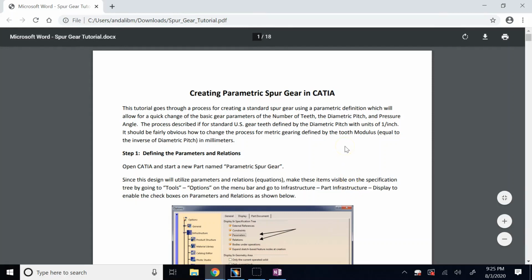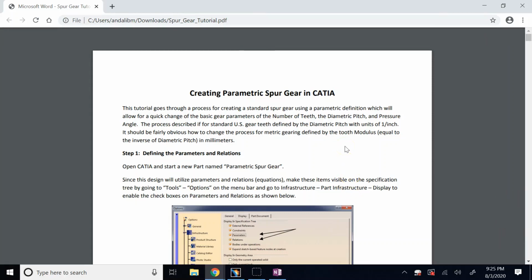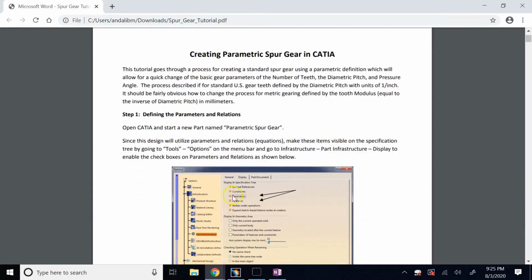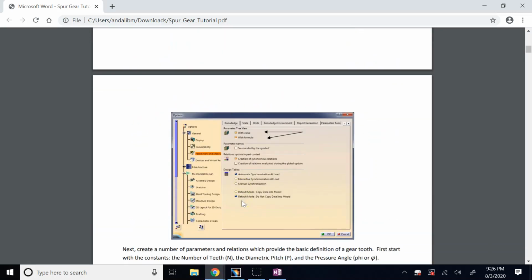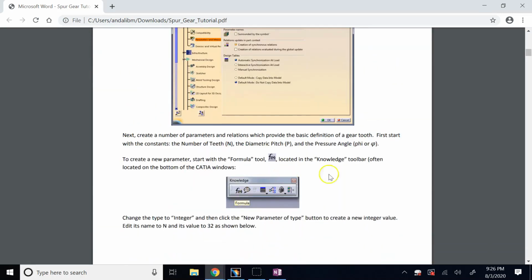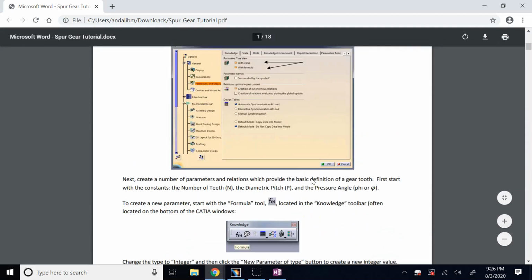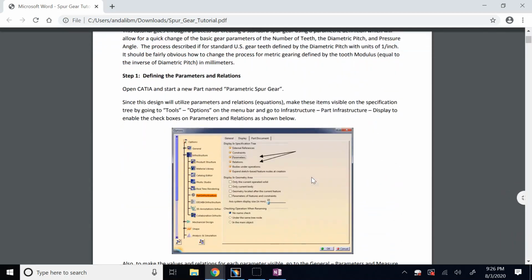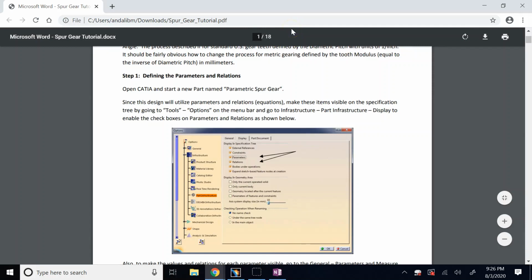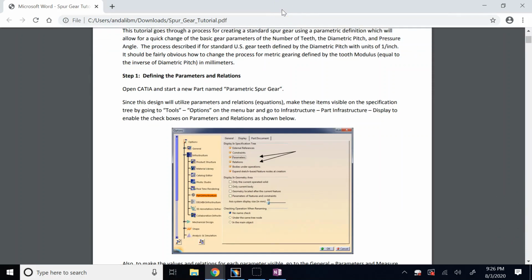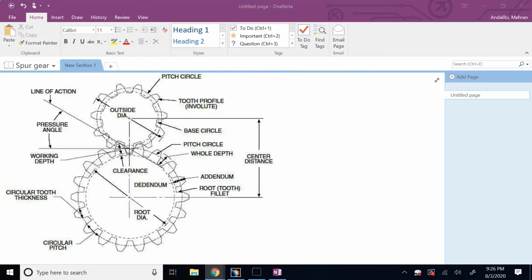So here is the instruction, the tutorial, and the first thing it says is to make sure that the parameters, constraints, and relations are visible, and then it will start creating the parameters needed for a gear. So I'll get started on that, and I put this on the monitor on my left side, so you're not going to see that, but I can see it and follow, and it accelerates my work.